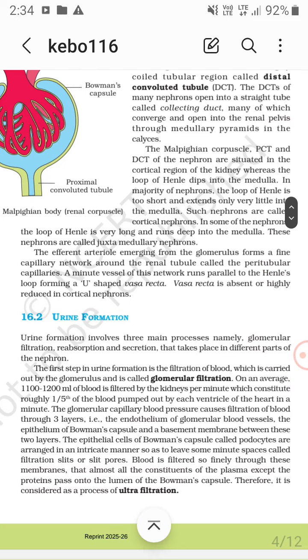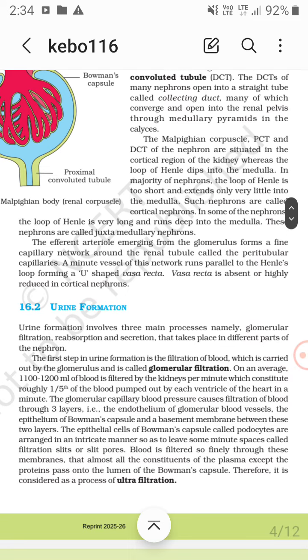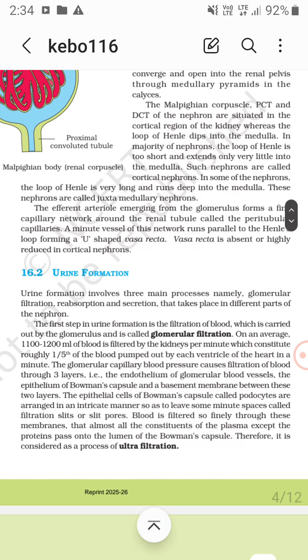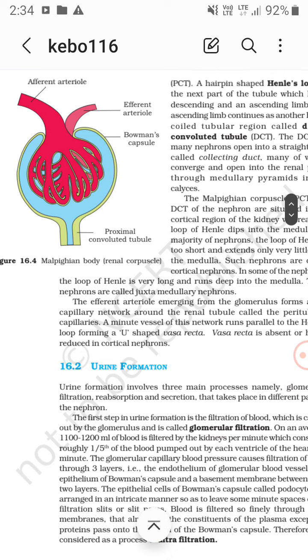The efferent arteriole emerging from the glomerulus forms a fine capillary network. Okay, these are the peritubular capillaries. Now, a minute vessel of this network runs parallel to the Henle's loop, forming a U-shaped vasa recta. Now, the vasa recta is absent or highly reduced in cortical nephrons, right?